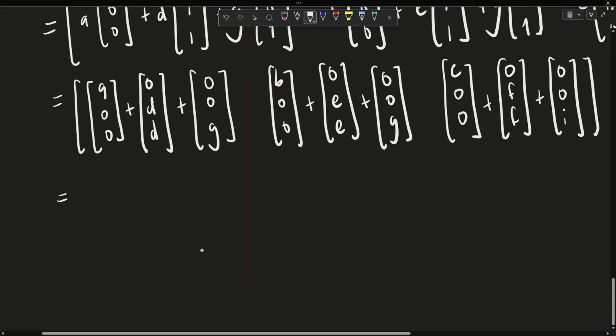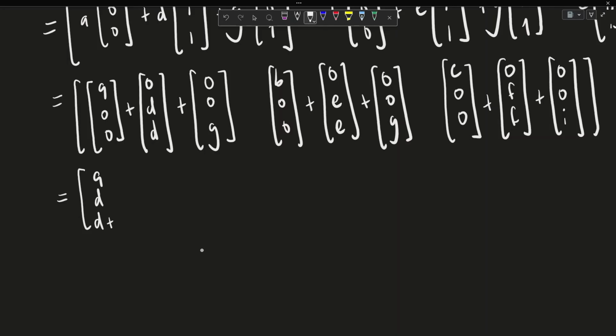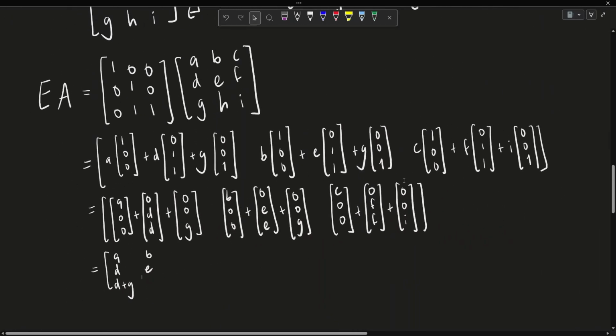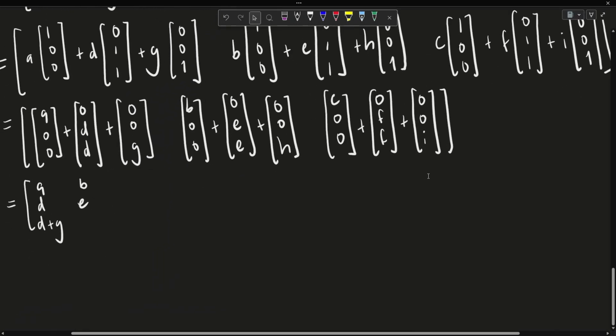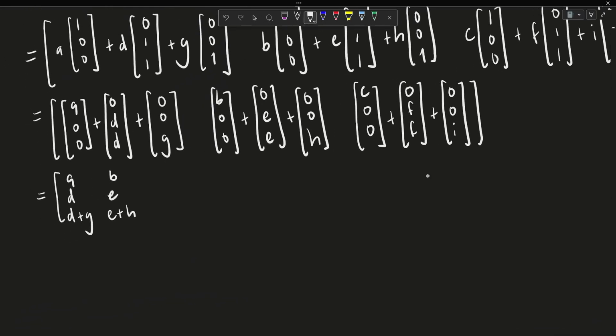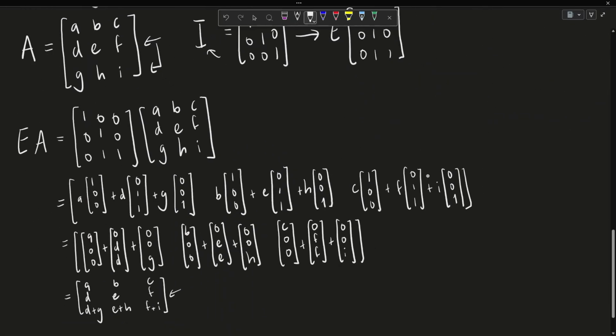And finally, we obtain EA is equal to A plus 0, 0, 0 plus 0, D, and D plus G. We have B plus 0 plus 0, 0 plus E plus 0, and E plus H. Oops, sorry, this is supposed to be H. And then here we have C, F, and F plus I, which we'll observe is the same as D, E, F plus G, H, I. So the third row is the second row plus the initial third row in A.